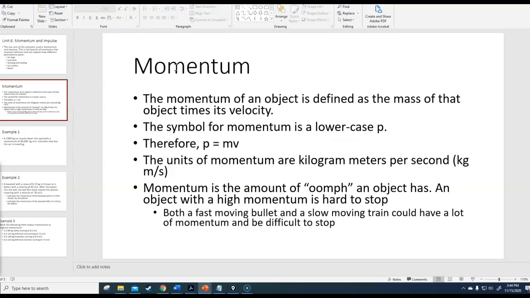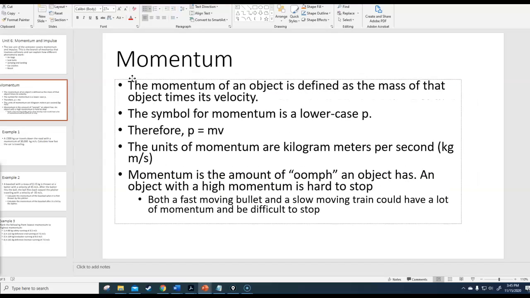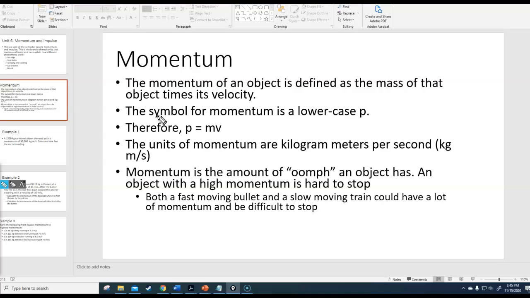Okay, so first of all, let's define what momentum is. The momentum of an object is defined as the product of an object's mass and its velocity. Okay, so momentum is mass times velocity. Now, for reasons which I don't really understand, the symbol for momentum is a lowercase p. Okay, so when you see a p, think momentum.